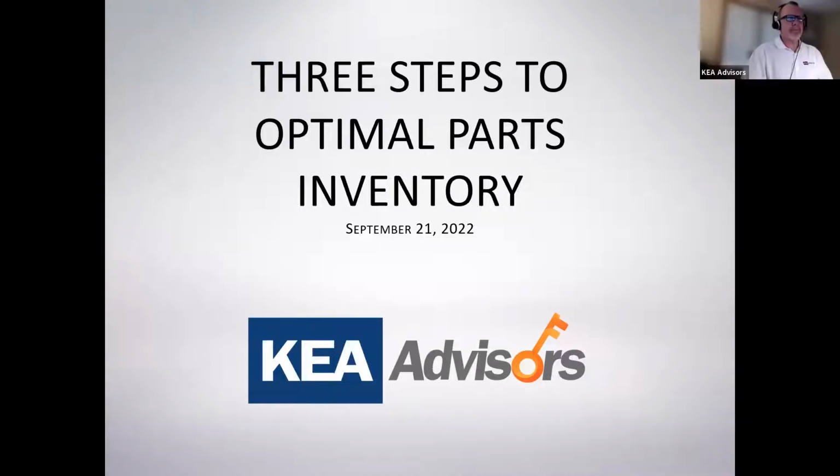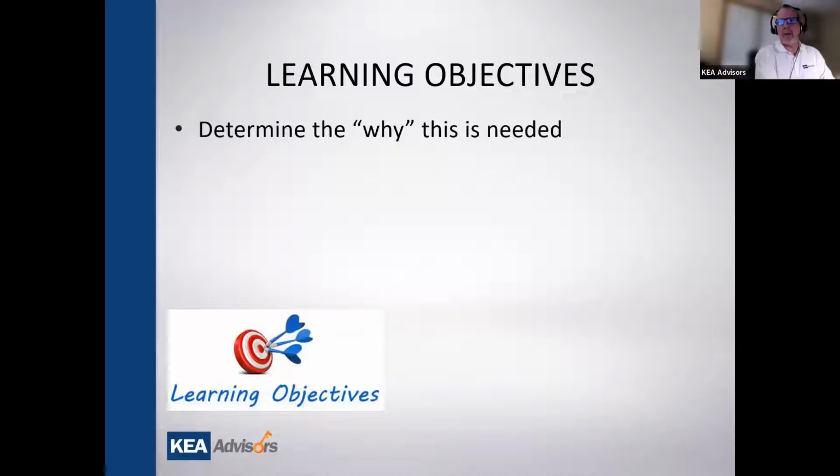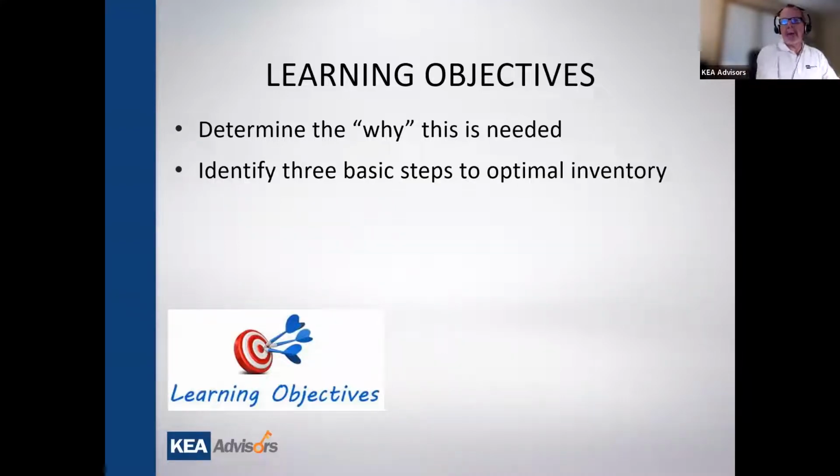Well, very good. That sounds great. Let's get started down this road today. So first of all, from a simple learning objective standpoint, there's three things that we would like to get done today. The first one is just to determine why this is needed. Secondly, we want to identify three basic steps to optimal inventory.